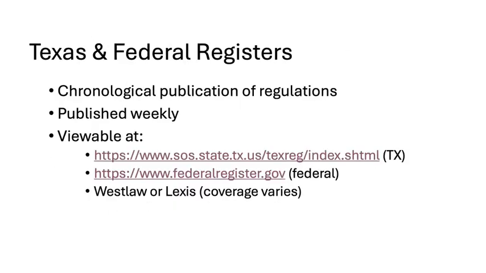The Texas and Federal Registers are chronological publications. They're published weekly, and we've got a couple of links here we can take a look at for both the state Texas Register and then the Federal Register as well. And then thirdly, we've got Westlaw or Lexis, and coverage of the Texas or Federal Register there can vary.